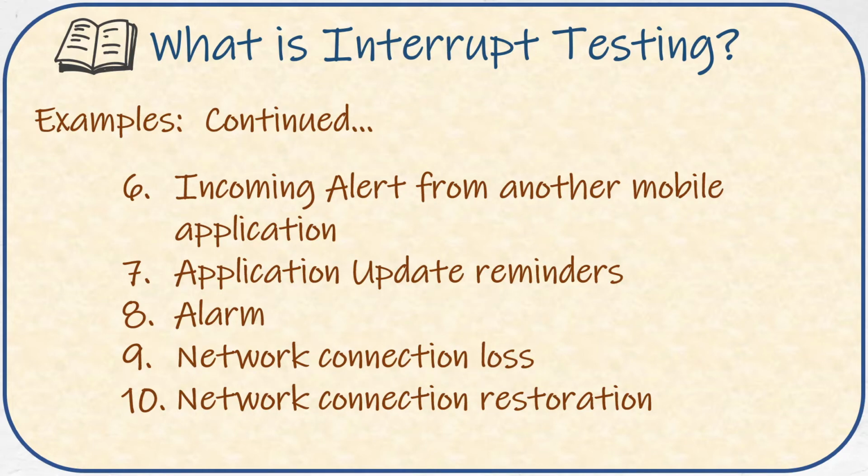So let's look into more scenarios for interrupt testing. Suppose you have your application under test and there is an incoming alert from another mobile application. Even a call received is from another mobile application, but similarly if you receive a WhatsApp call or some prompt from another application, the application which you were using should not behave improperly. Then suppose there is an application update reminder or an alarm triggered when you are using the application.